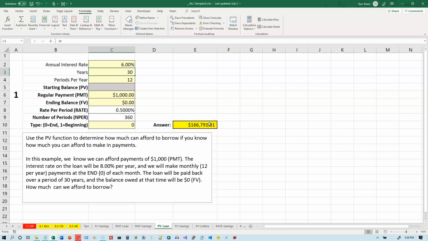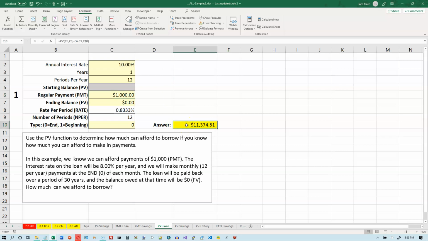And let's check on this again. Is that a reasonable number? It's hard to say. So let's go back up here and let's put in some numbers. We can probably figure out the answer in our head. So we'll do 10%, which is easy to calculate. We'll do 1 year, which is easy to calculate in your head. And we're going to do a payment of $1,000. And how much can we afford to borrow and pay back?